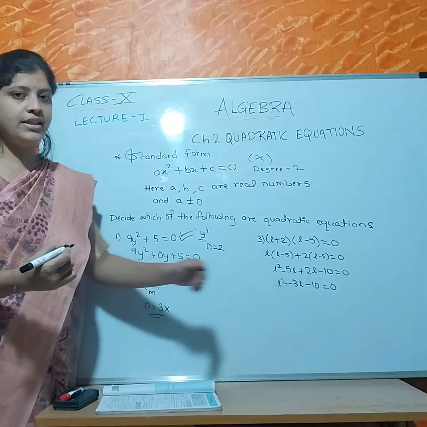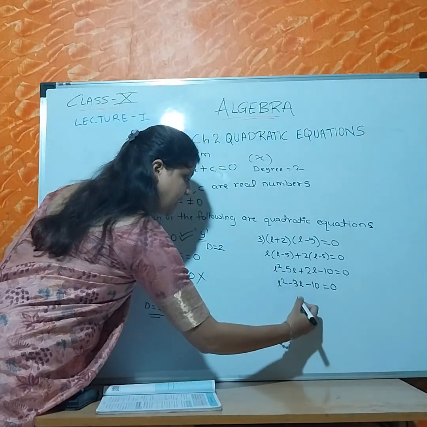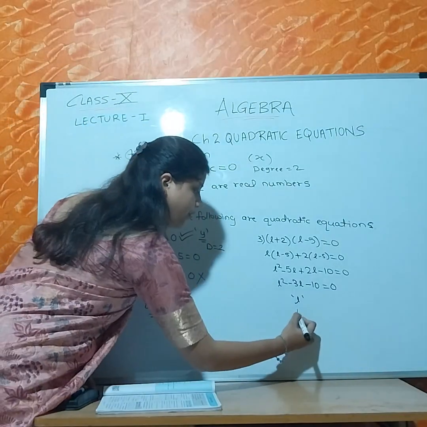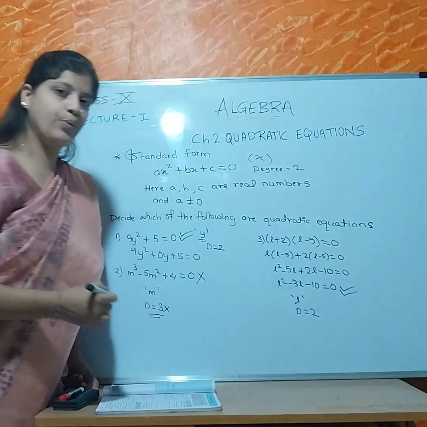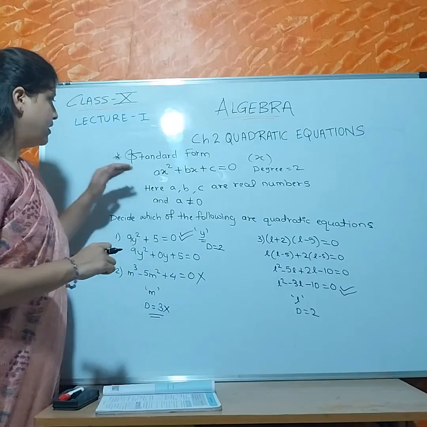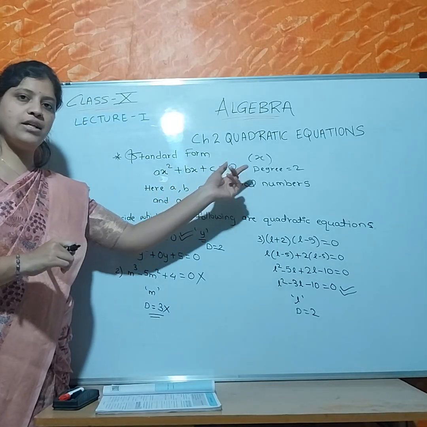Now we will check whether this is a quadratic equation or not. How to check? First see how many variables. L is the only one variable. Also degree of this equation is 2. So this equation is a quadratic equation. Understood? What is quadratic equation? General form of a quadratic equation is ax square plus bx plus c is equal to 0.